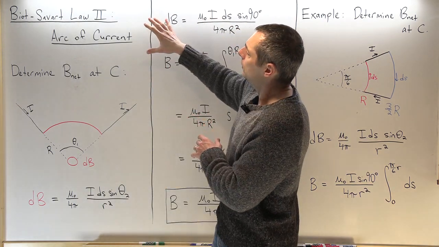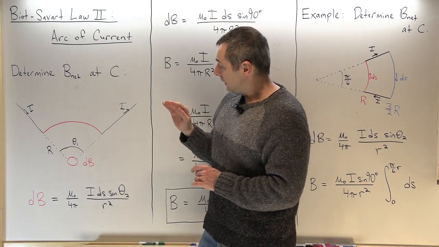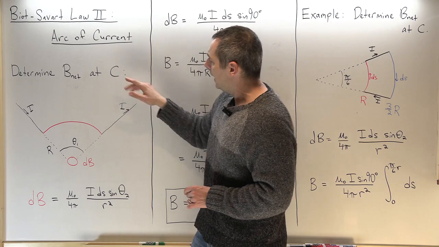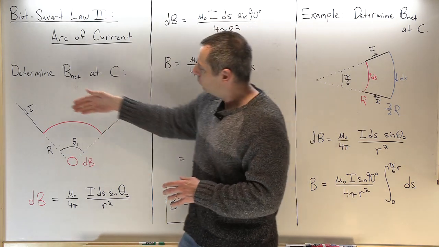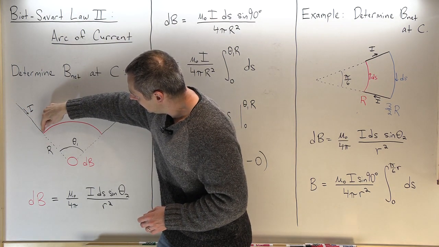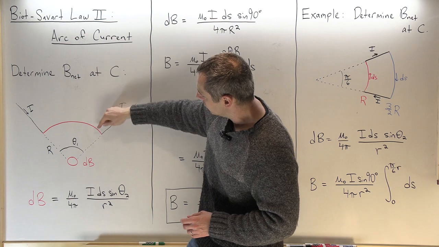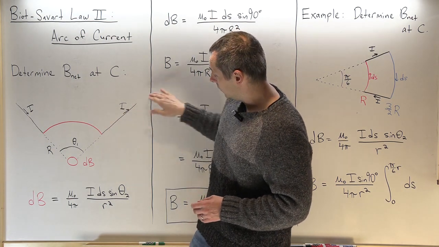So the Biot-Savart law 2, an arc of current. The task is to determine B net at C, which we define as the center of curvature. So we've got this wire bringing in electricity like that, and then it bends sharply at a 90-degree angle here, and then goes along this arc, and then bends along another 90-degree angle, and the current goes this way.